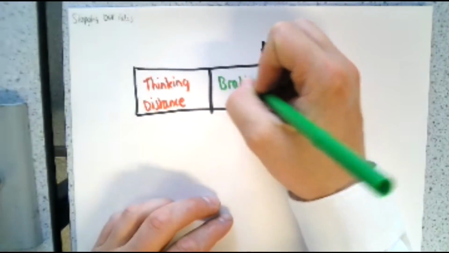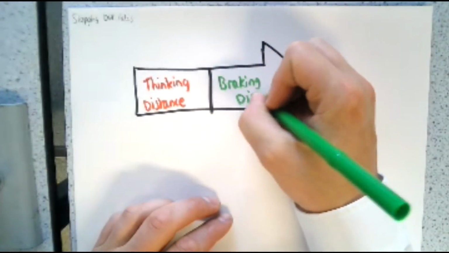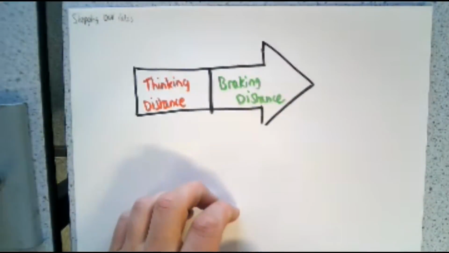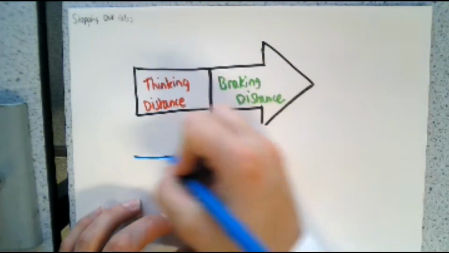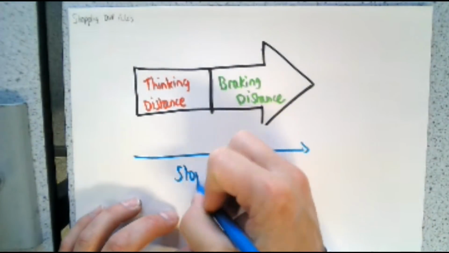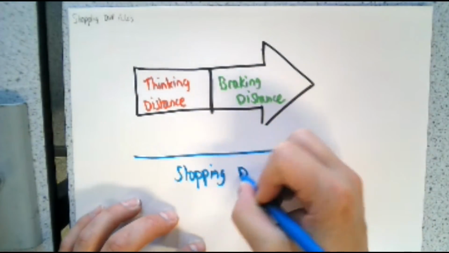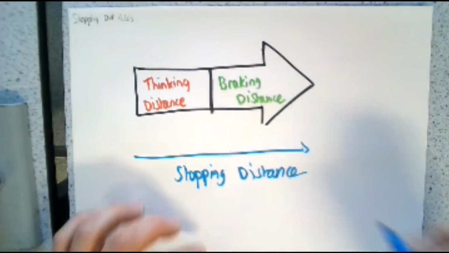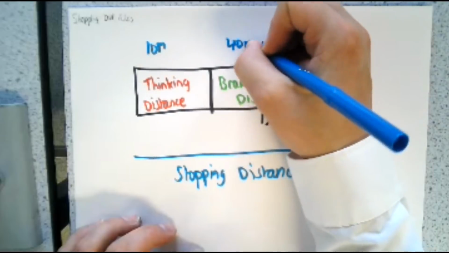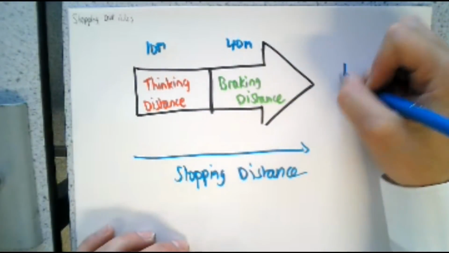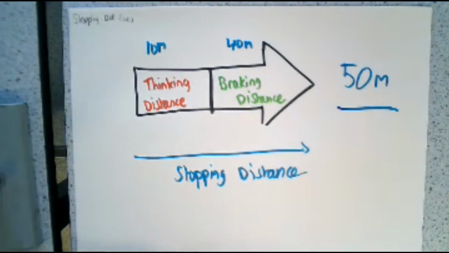This is how far your car travels from the moment you put your foot on the brake pedal to the car going to a complete stop. And to work out a total stopping distance, all you would do is add them together. That's all it is. So let's say your thinking distance is 10 meters, your braking distance is 40 meters, the total stopping distance will be 50 meters.